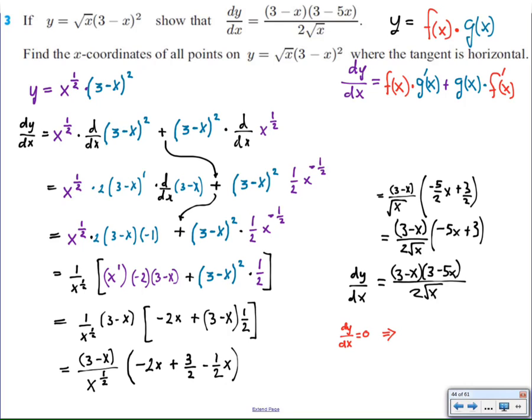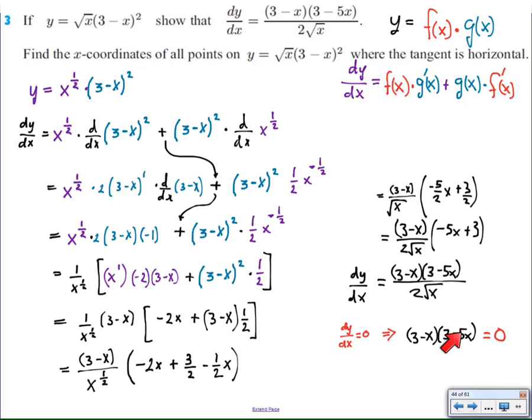Now, the extra bonus here was a thought question, and it said, well, for what values of x will we have horizontal tangents? Well, this is a rate of change function, so I know horizontal tangents means 0 slope. So essentially, I'm asking the question, when does the derivative equal 0? Well, the thing about fractions is if the numerator of a fraction is 0, then the fraction is 0. So in order to make the numerator 0, we need to set x equal to 3, because 3 minus 3 is 0. Or we can make x equal to 3/5, which would make negative 5x plus 3 equal to 0.